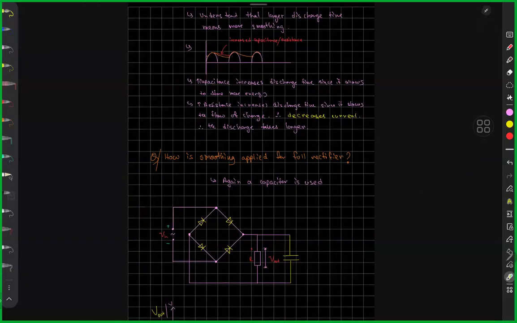So next, how would it look like? Any confusion till this point for half-wave rectification? No, all good.